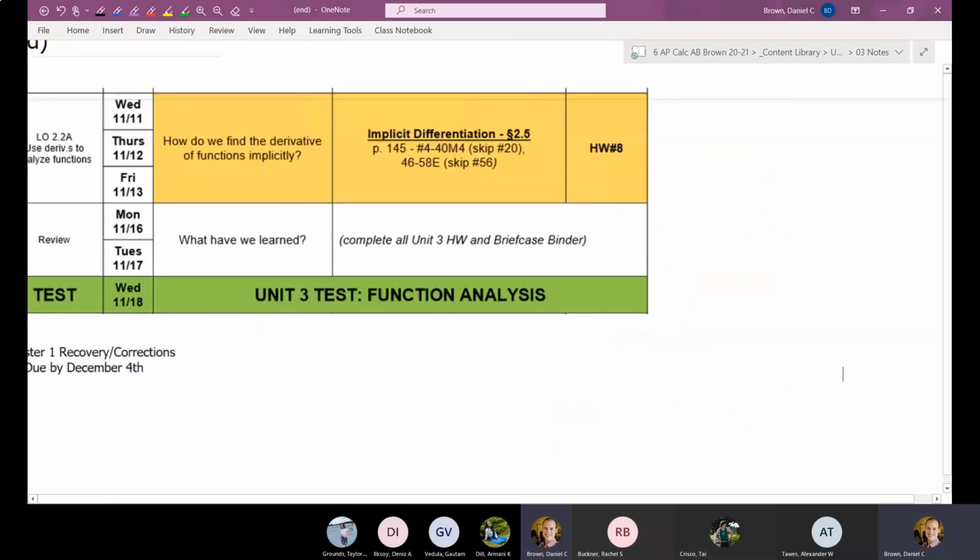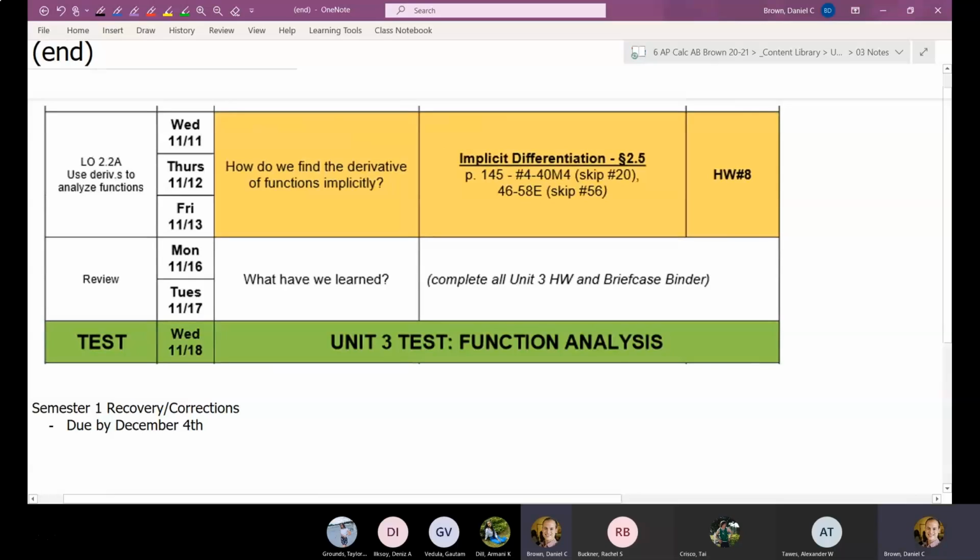What I want you working on is homework number 8. Again, I took out homework 7, so there is no homework 7. Don't worry about it. It is in the textbook. I want you to do 4 through 40, multiples of 4. Please skip 20. You don't need to know how to do number 20. And then 46 through 56 evens, but skip 56 because you don't need to know how to do that one. You will have Wednesday, Thursday, Friday to work on all that.